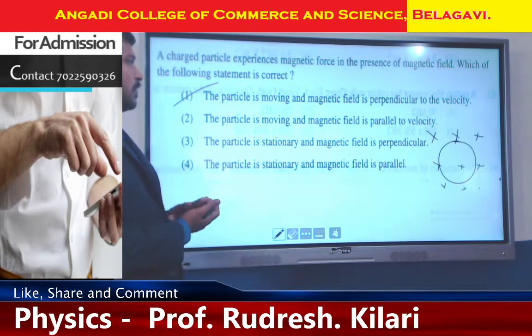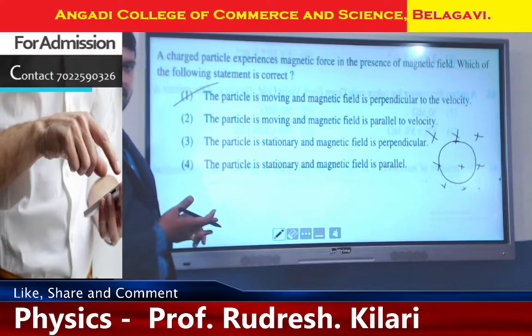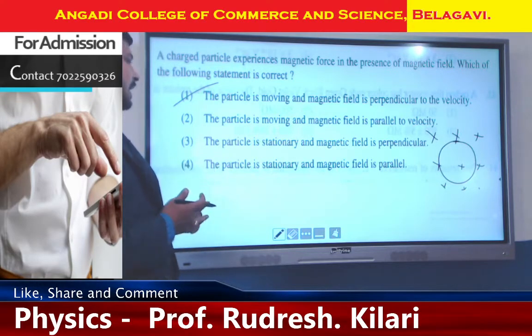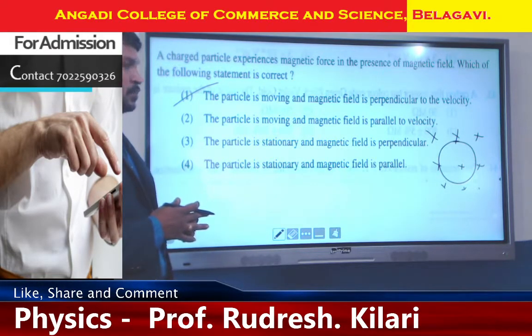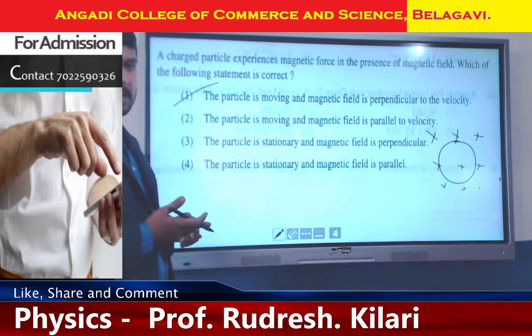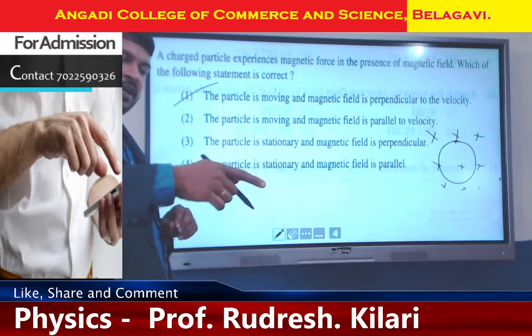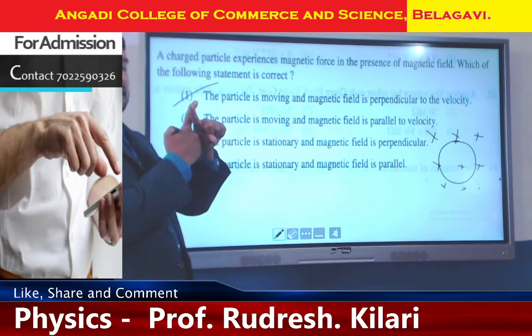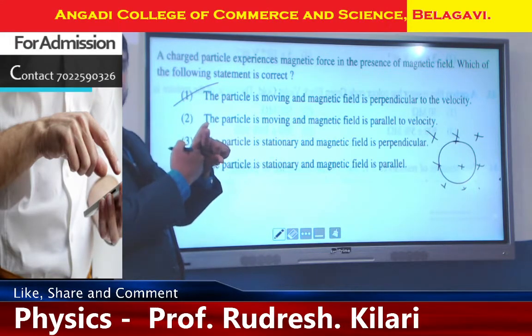The particle is moving and the magnetic field is parallel. No, never. The particle is stationary and the magnetic field is perpendicular. No. The particle is stationary and the magnetic field is parallel. No. When a particle moves in a circular path, electric and magnetic fields are perpendicular to each other.